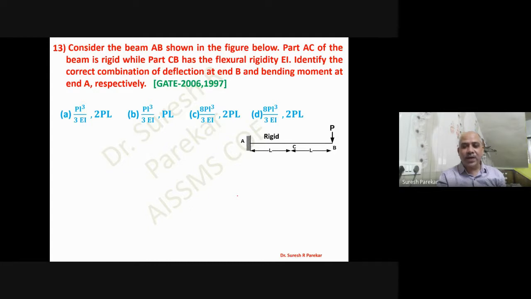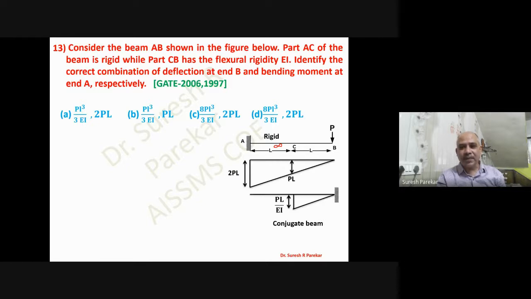Then we have considered this. Now here the first portion is rigid. So we have EI infinity over here, and therefore the bending moment diagram will be 0 over here, and then we will have the bending moment diagram like this. Identify the correct combination of deflection at end B and bending moment at end A. The bending moment we have is P into 2L, so 2PL, which means we have this option, these 3 options. Then we have to find the displacement.